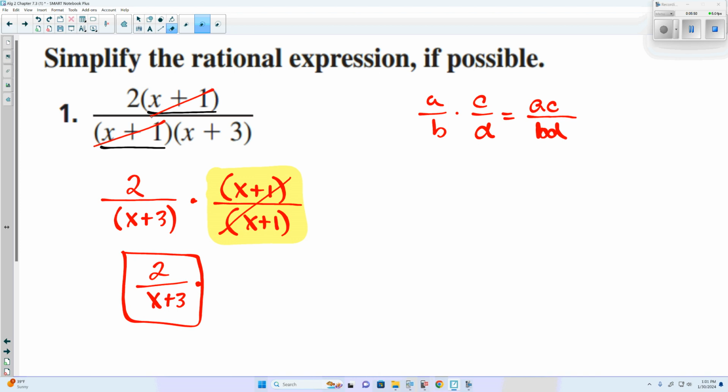Because we can only do this with multiplication on top and bottom. We have multiplication in the numerator and denominator, we can cancel it out. And we get this here. Questions on this so far?